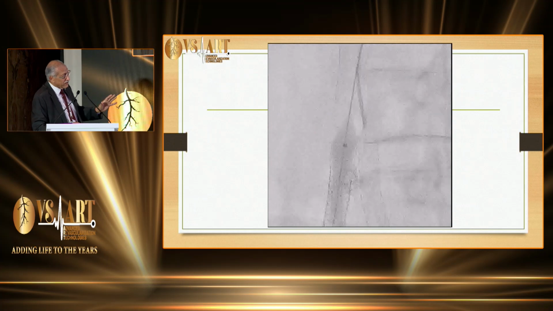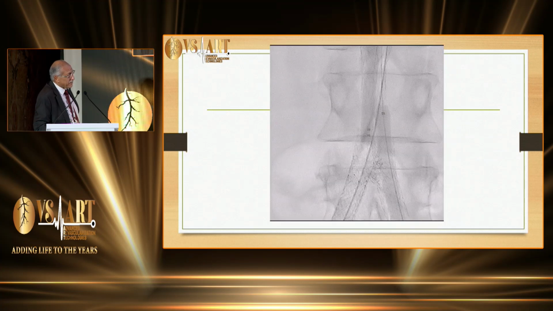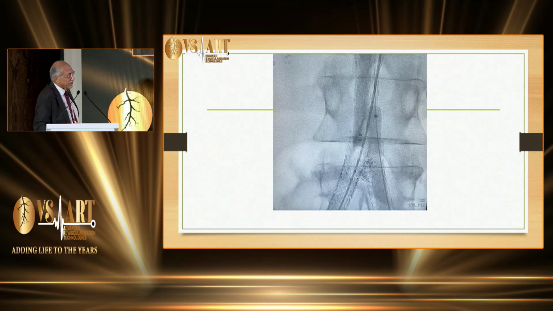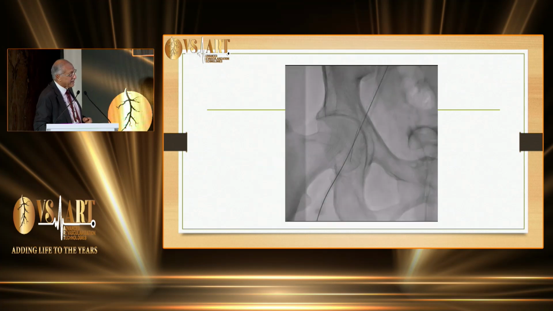We put a balloon to block the right side, trying to go to the left, but again it was not possible. We went with the two balloons technique, one from the true lumen and one from the false lumen, just trying to crush the membrane in between, but again it did not work. Finally, we found that during manipulation, the wire from the left side went to the right side, so we wanted to make use of this accidental passage.